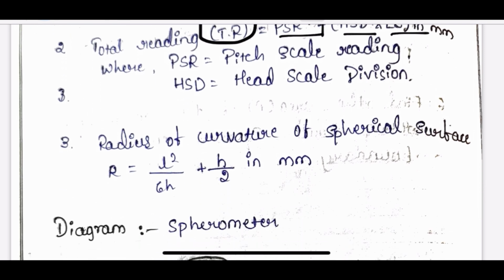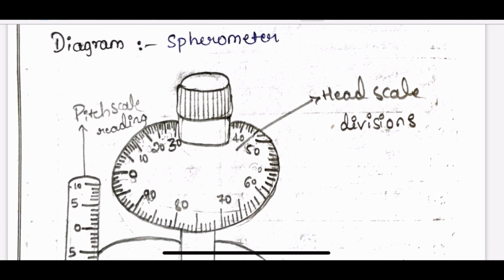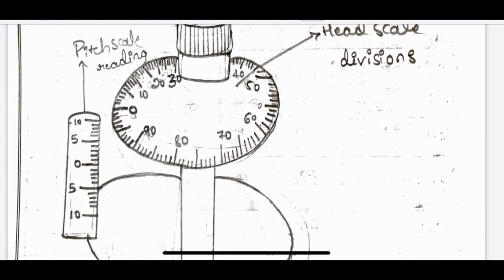After finding all those things, we have to find the radius of curvature R. That formula is R equals L square by 6h plus h by 2. This is the formula, and this is a diagram, as you are already familiar with.